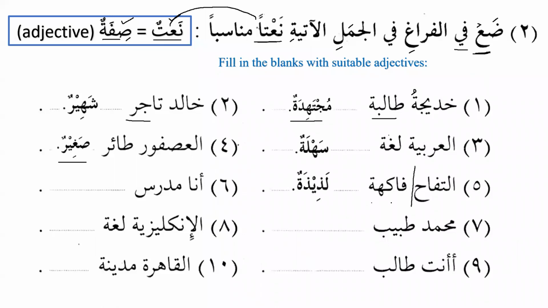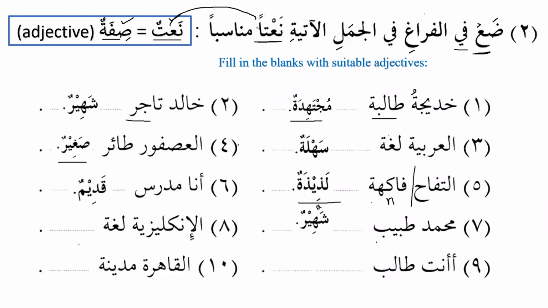So we can see here that fakihatun is the noun and ladhidatun is the adjective, and they are equal in the four properties of the noun. Ana mudarrisun. Ana mudarrisun jadidun aw qadimun. Yes, ana mudarrisun qadimun. I am an old teacher, but if you start your career as a new teacher, then you can say ana mudarrisun jadidun. Muhammadun tabibun shahirun. Excellent. Muhammad is a famous doctor.